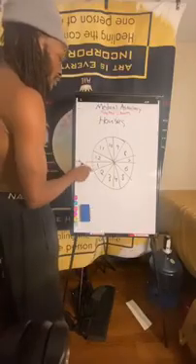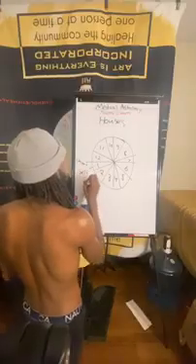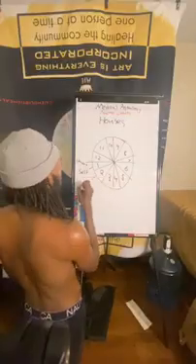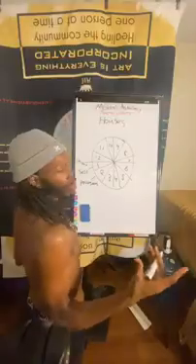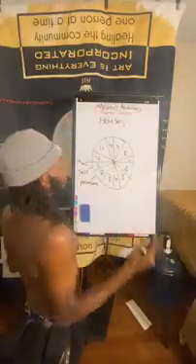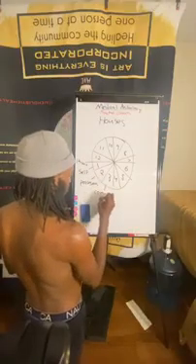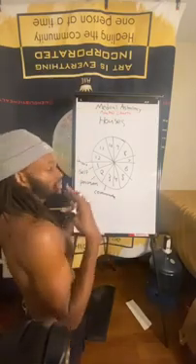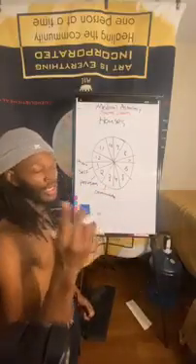Okay, so the first house is the house of the self. The second house is the house of possessions, things you own, things you want to own, luxury things like that. This is communication. 3 is communication, so speaking to people, communication, technology.